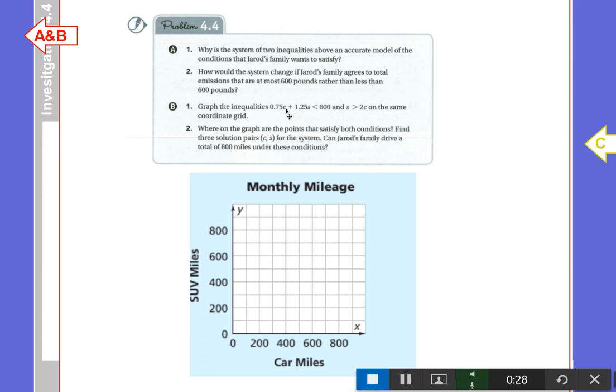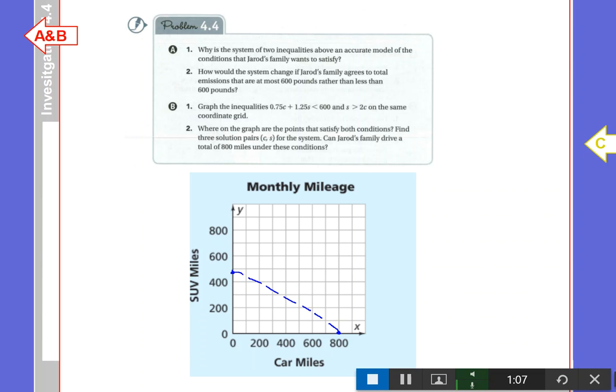Okay, so we already had this situation before where we knew that we could go 800 miles in the car, and we could go 480 miles in the SUV. So I'm just recalling back from our previous investigation, and that gave us a line that looked like this. Well, it is a less than situation. It cannot equal, so I need to go ahead and make this an open line.